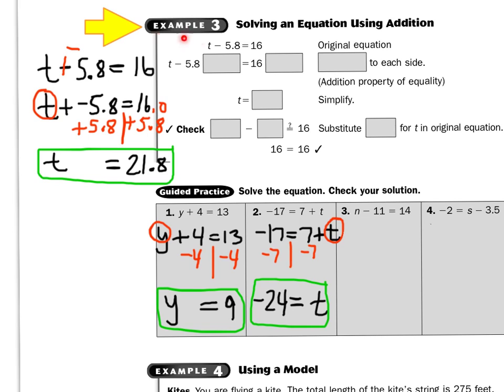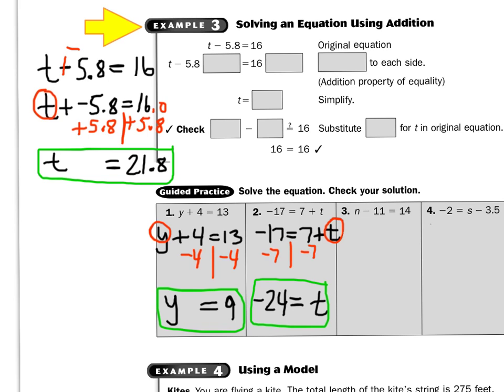Okay, so look at example 3 with me. They have t minus 5.8 equals 16. So I copied it exactly like they gave it to me. T minus 5.8 equals 16. And then with my red, I added a line and changed the sign. And now I have t plus negative 5.8 equals 16.